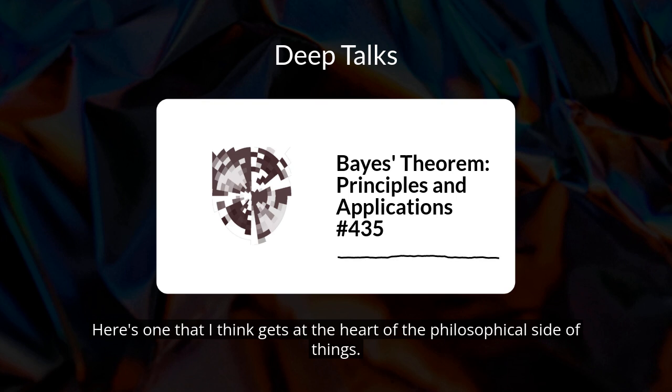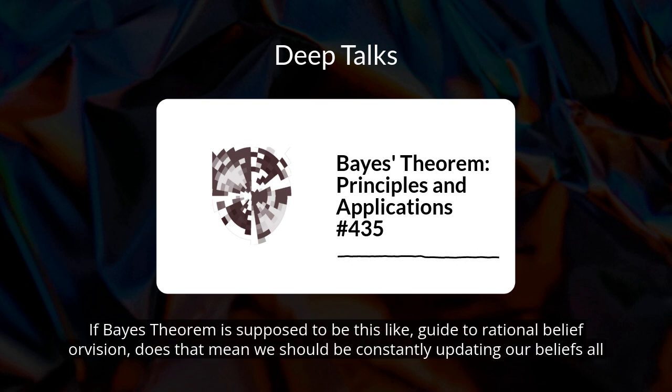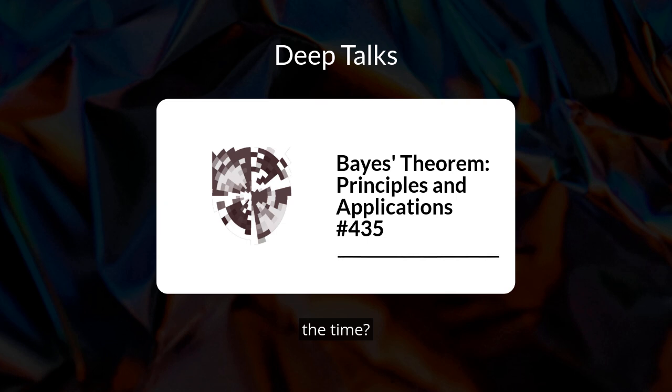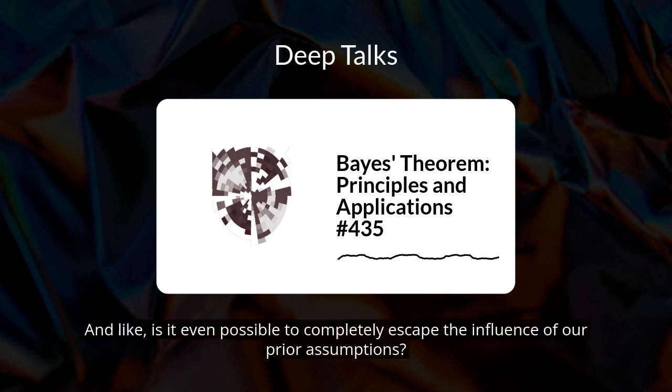Here's one that I think gets at the heart of the philosophical side of things. If Bayes' theorem is supposed to be a guide to rational belief revision, does that mean we should be constantly updating our beliefs all the time? Where does intuition fit in? And is it even possible to completely escape the influence of our prior assumptions?